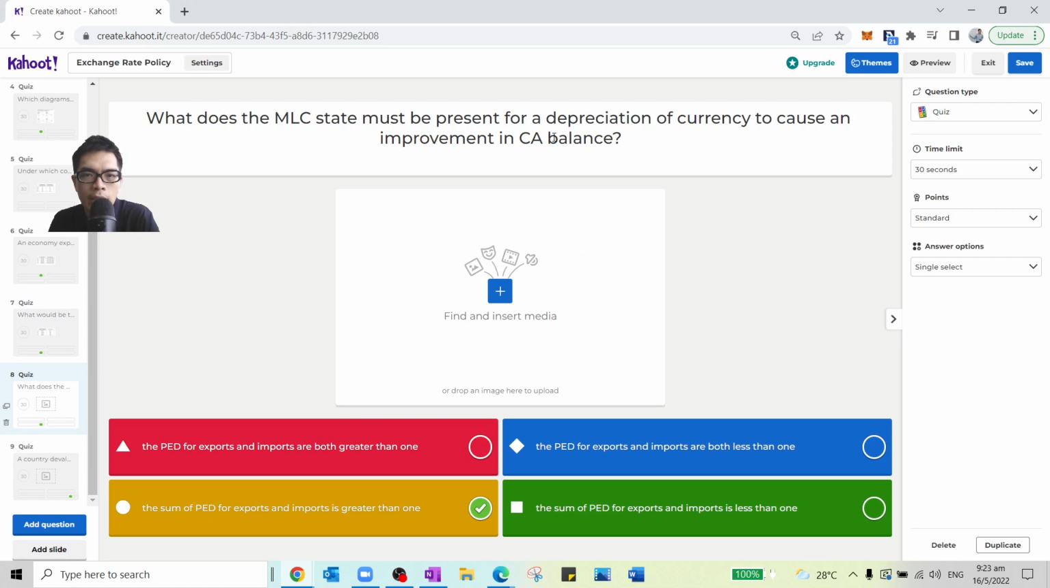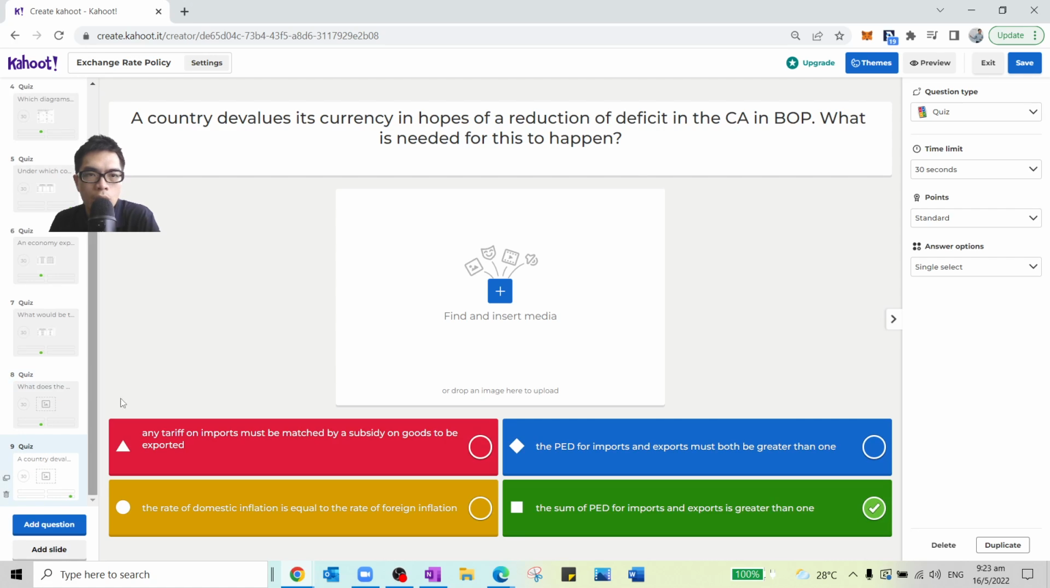What does the MLC state in order for depreciation to cause an improvement in current account balance? Yeah, so I believe a lot of students were careless here. We are looking at the summation of both your exports and your imports. Summation of both, not individual. A country devalues its currency in hope of an improvement in the current account. What must happen? Your Marshall-Lerner condition must hold. Summation of your exports and imports must be greater than 1.